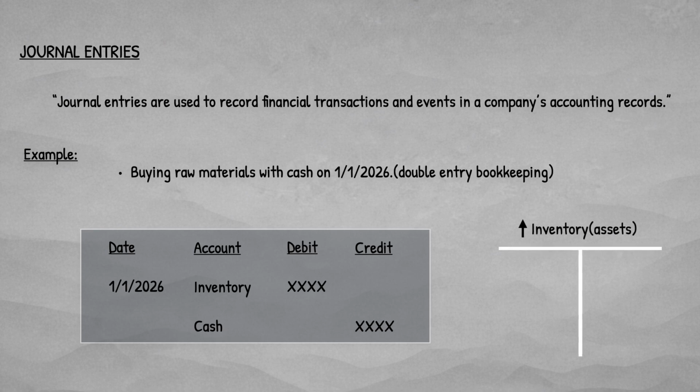In this transaction, raw materials come under inventory, which is an asset account. Since inventory is increasing, it must be debited. The purchase is made using cash, which is also an asset account. Since cash is decreasing, it must be credited. While recording journal entries, we generally write the debit account first, followed by the credit account, like inventory account to cash account.